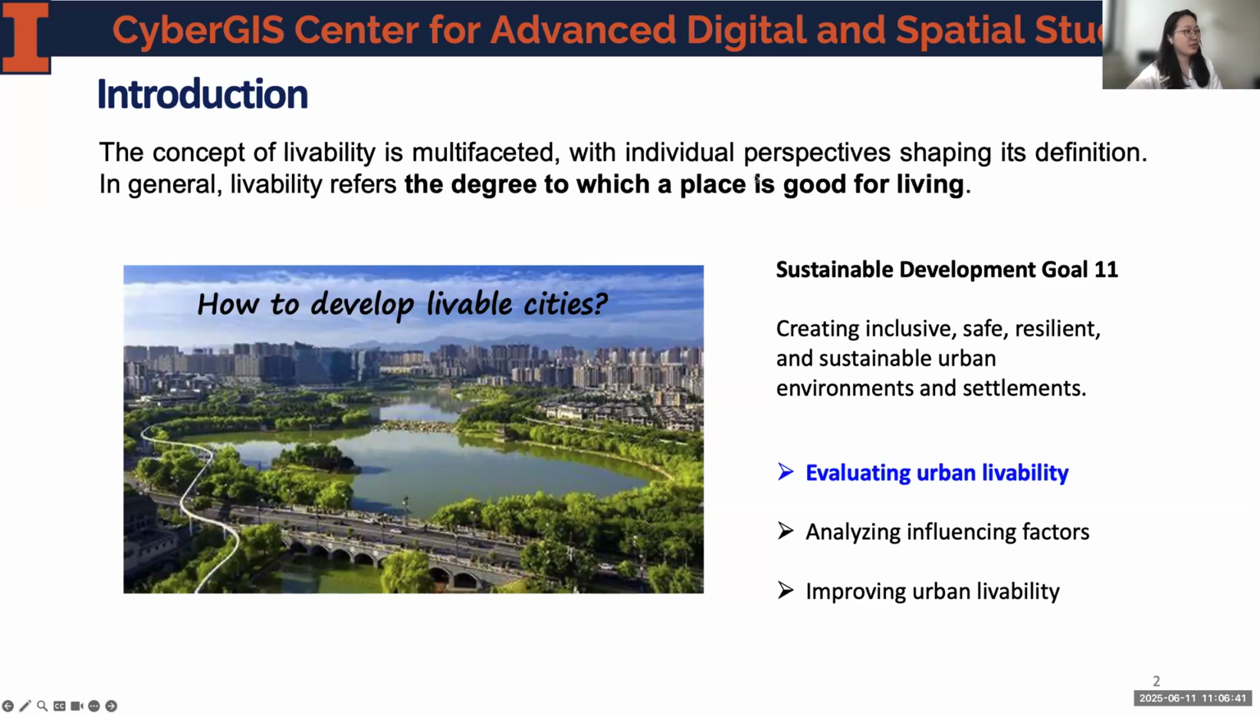Three steps need to be taken to build a livable city. The first is to evaluate the urban livability. It means first we need to acquire the livability inequality among the city and then give targeted solutions to improve the livability. The second step is to analyze what the influence factors are. And then the last one is to improve the urban livability in a targeted way.